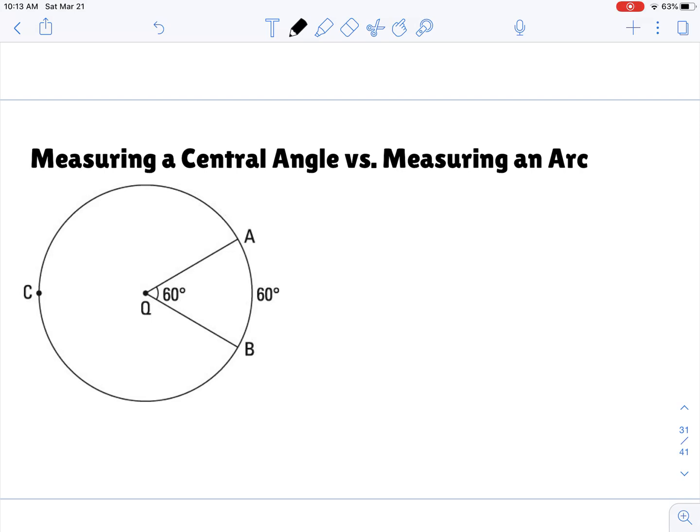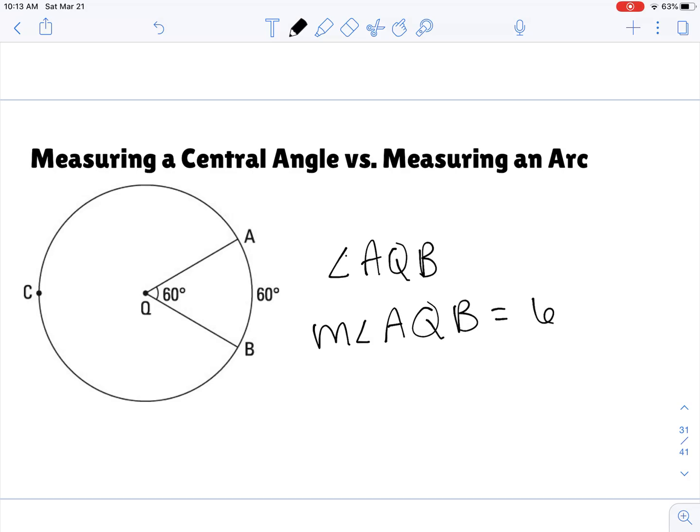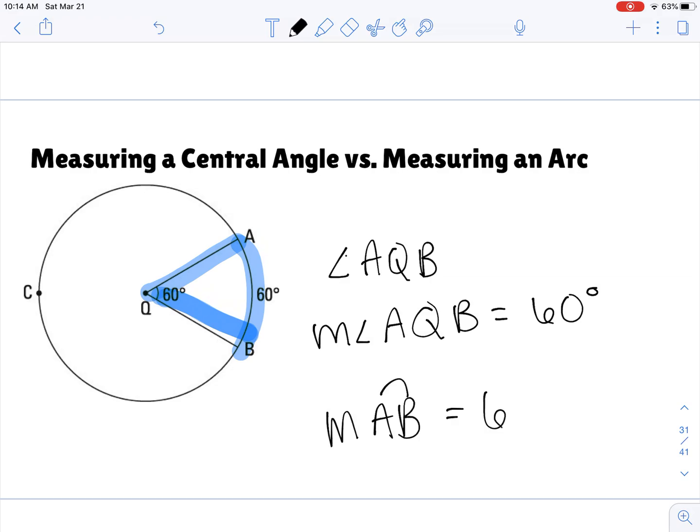So again, I emphasize, angle AQB is a central angle. The measurement of angle AQB is 60 degrees. If we draw this out and then connect these parts, the arc that it matches up with is also going to be 60 degrees. So the measurement of arc AB is also 60 degrees. So if I know this angle, I know the measurement of this arc here.